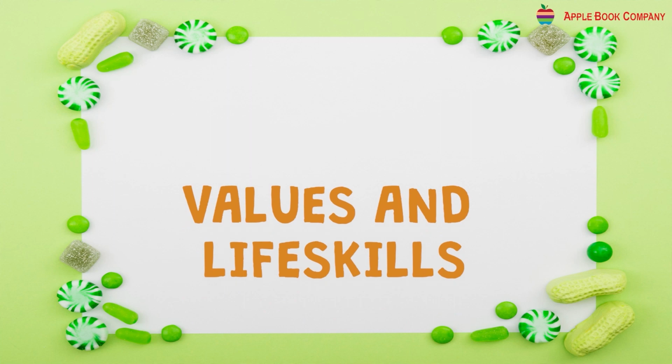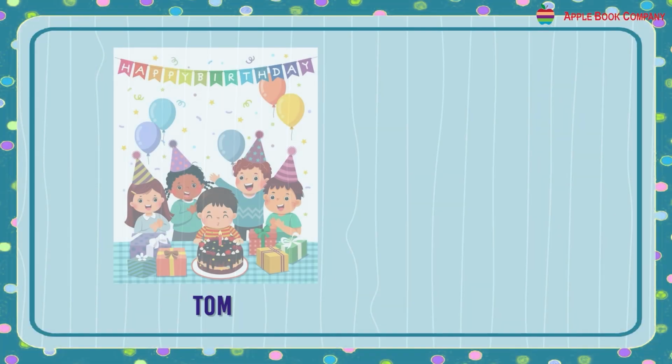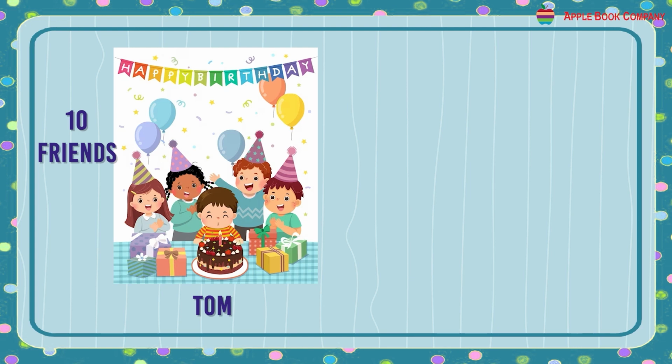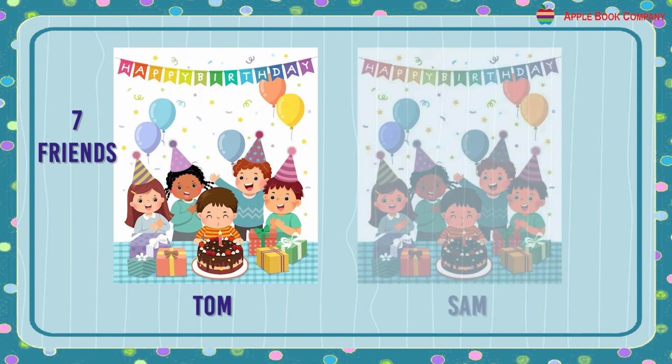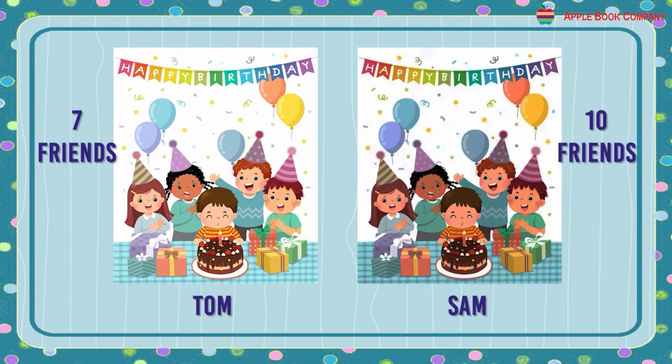Next, let's look at values and life skills. Now, here's a story. Tom invited 10 friends to his birthday party, but only 7 friends came. Next day, Sam invited 10 friends to his birthday party, but only 4 friends came. Now, write this in the form of fraction.